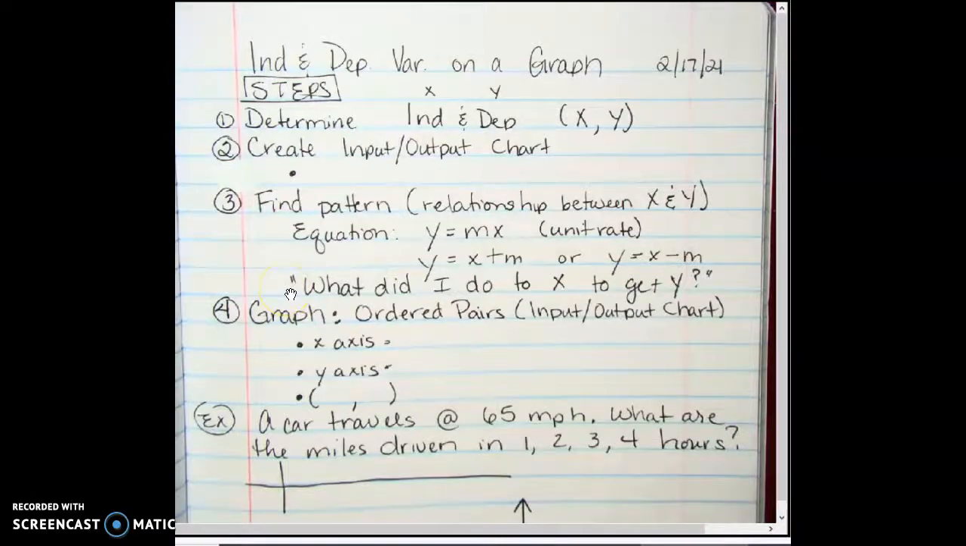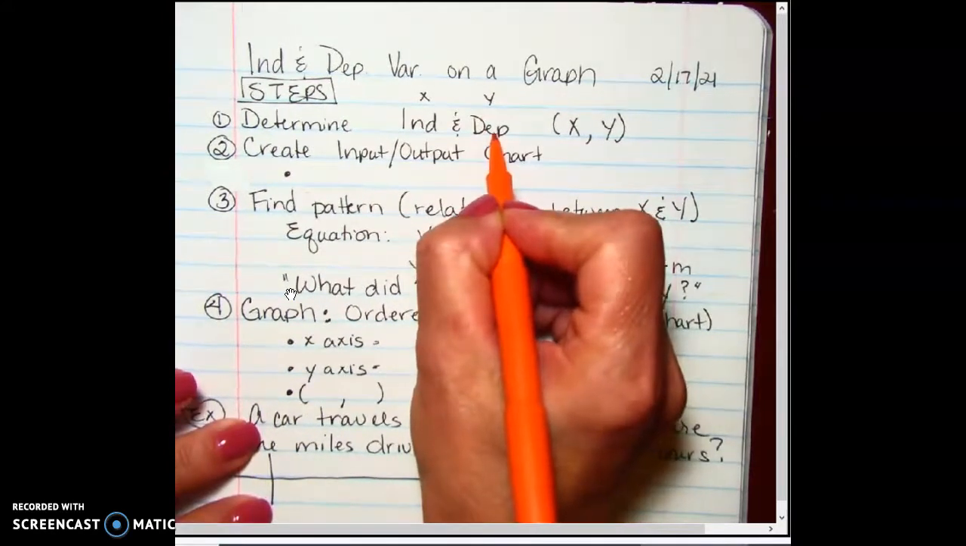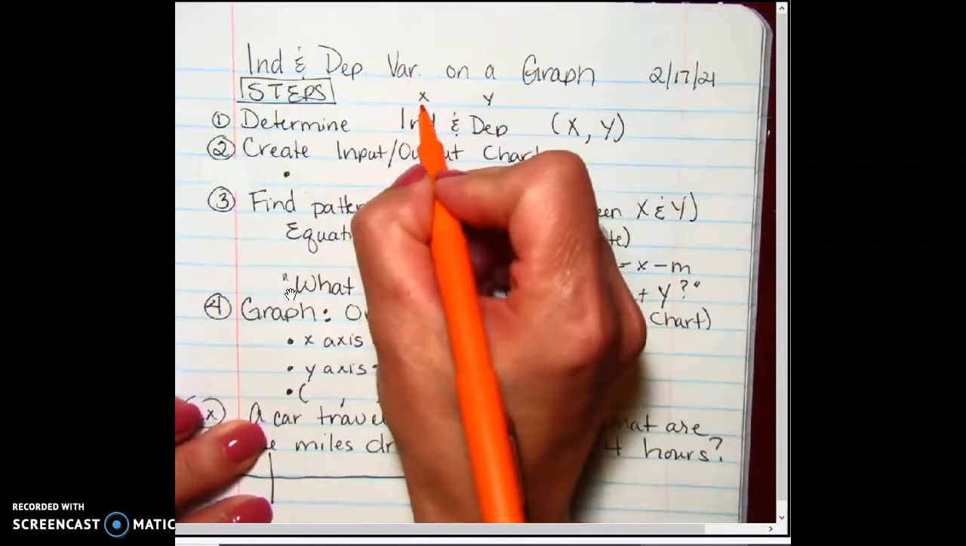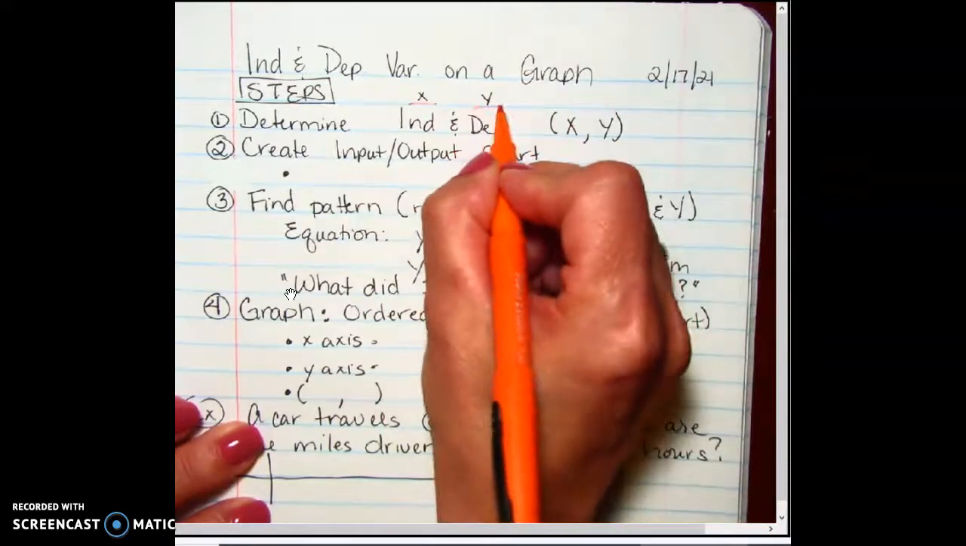So today we're continuing on with independent and dependent variables, but this time we're going to be looking at them on a graph. So we have certain steps that are new and certain steps that have already been taught. So let's just go through them and see what they are. The first step is to determine which is the independent and which is the dependent variable. Remember, the dependent changes because the independent changed, not the other way around. And the independent variable is x and the dependent variable is y.